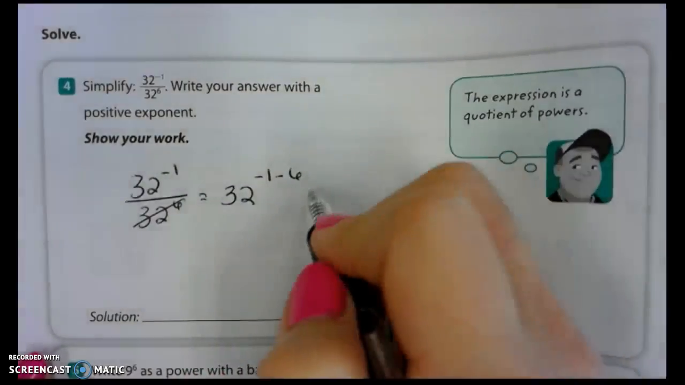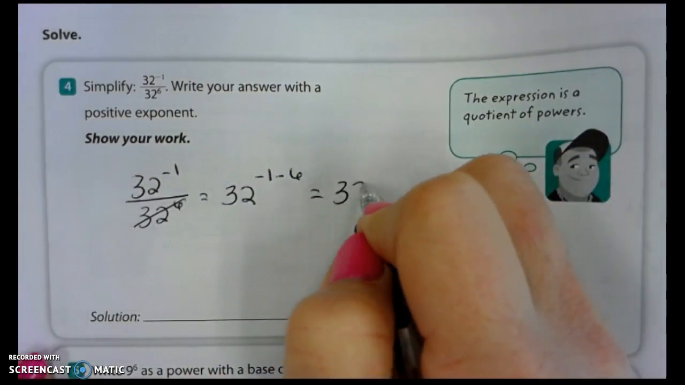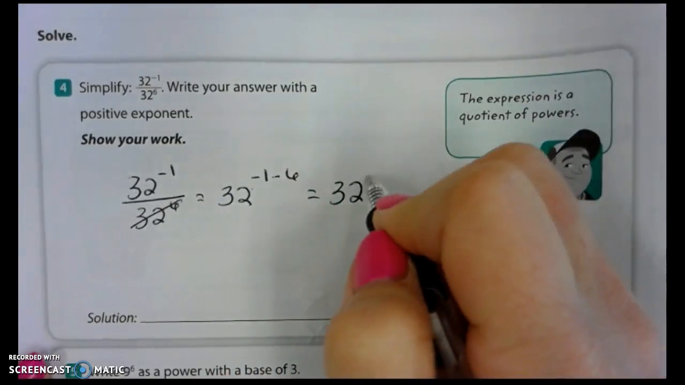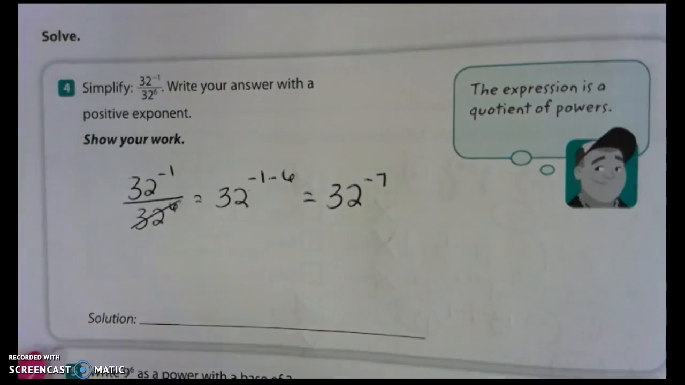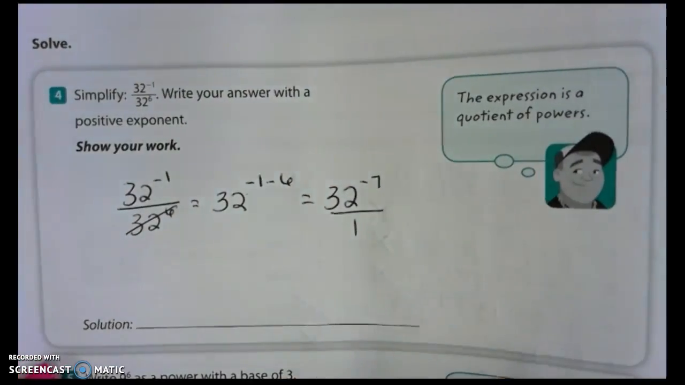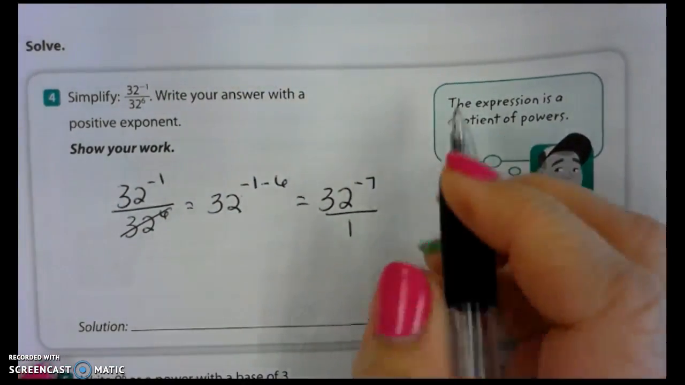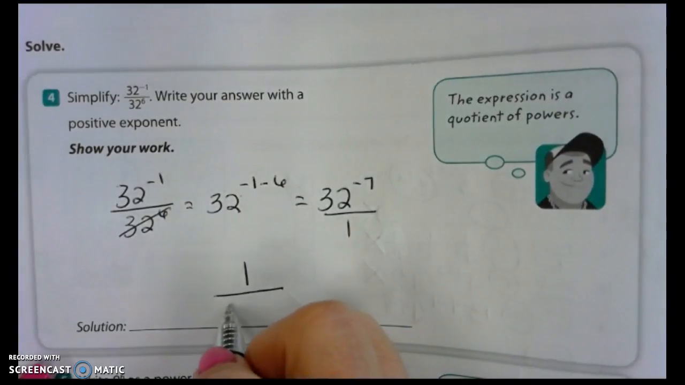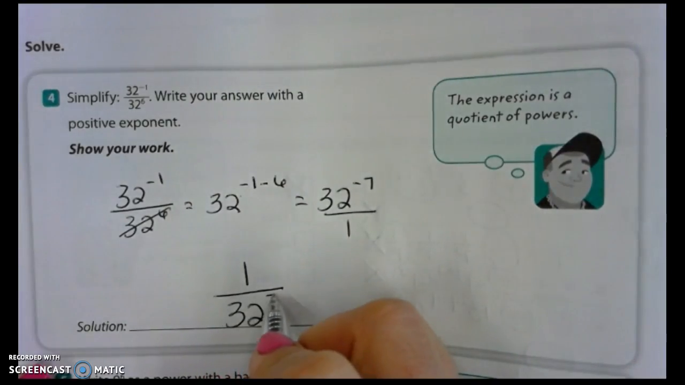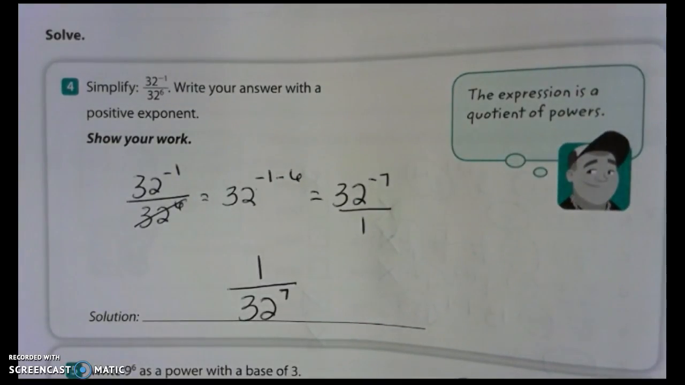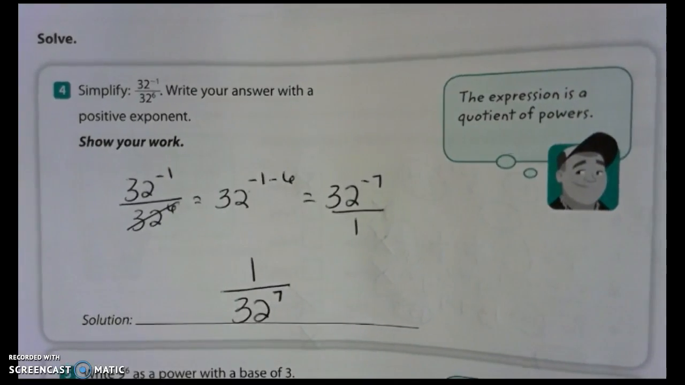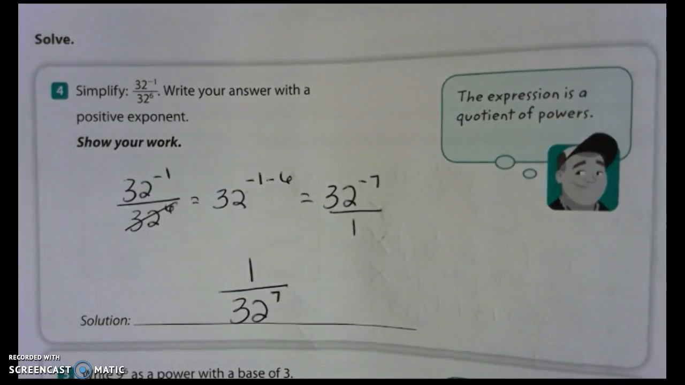We moved them to the top. That's going to give me 32 to the negative 1 minus 6 is negative 7. I cannot leave a negative exponent. Put it back in that fraction form, flip the reciprocal, and the answer is 1 over 32 to the positive 7. Questions?